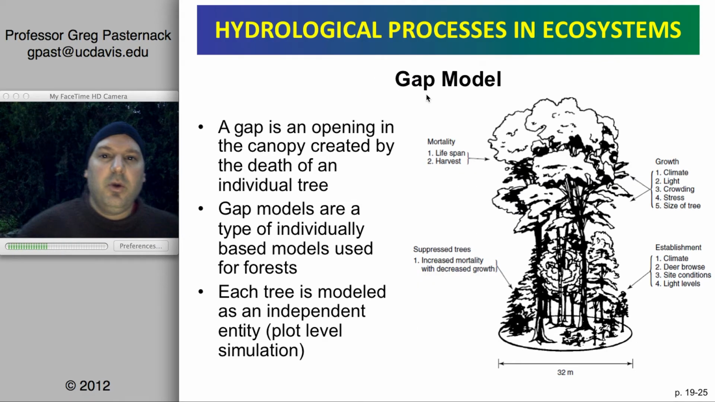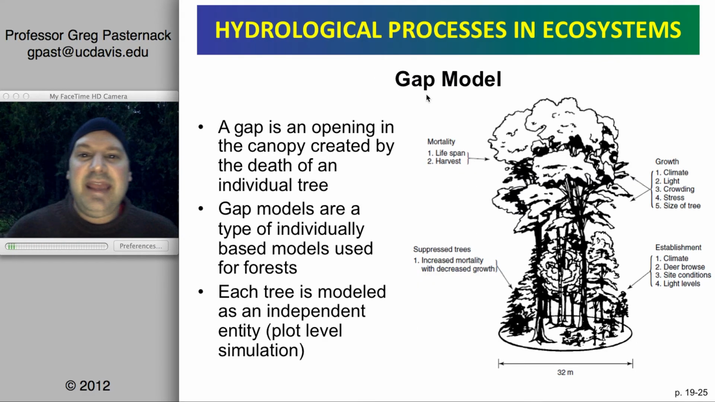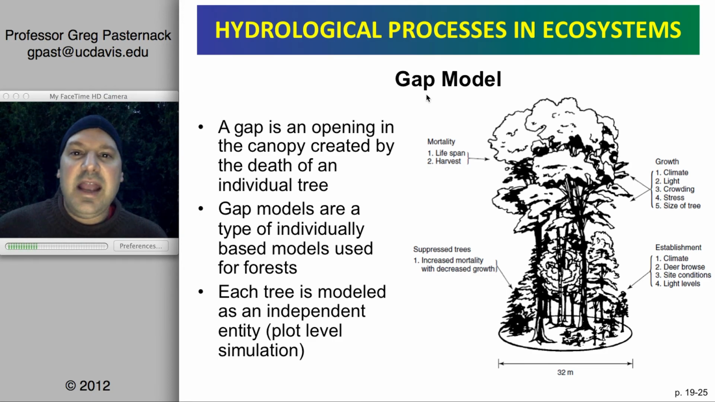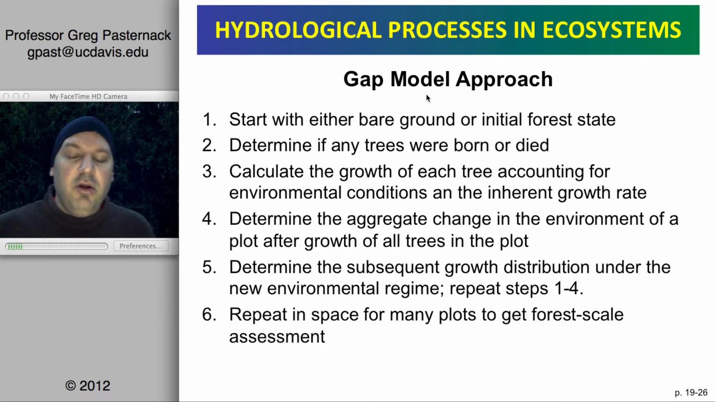And to do this, we're going to use a type of model that's called a gap model. So a gap is an opening in a canopy that might be created by the death of a tree. So into that hole, then new saplings can grow, new seeds can germinate, and then that space is going to get filled. So I'm going to summarize the approach, and then I'll show you the equations.